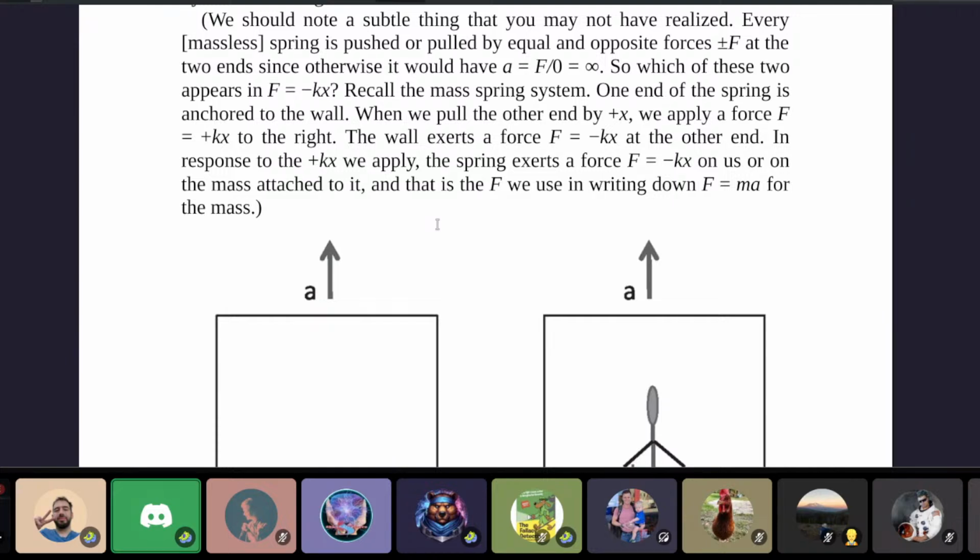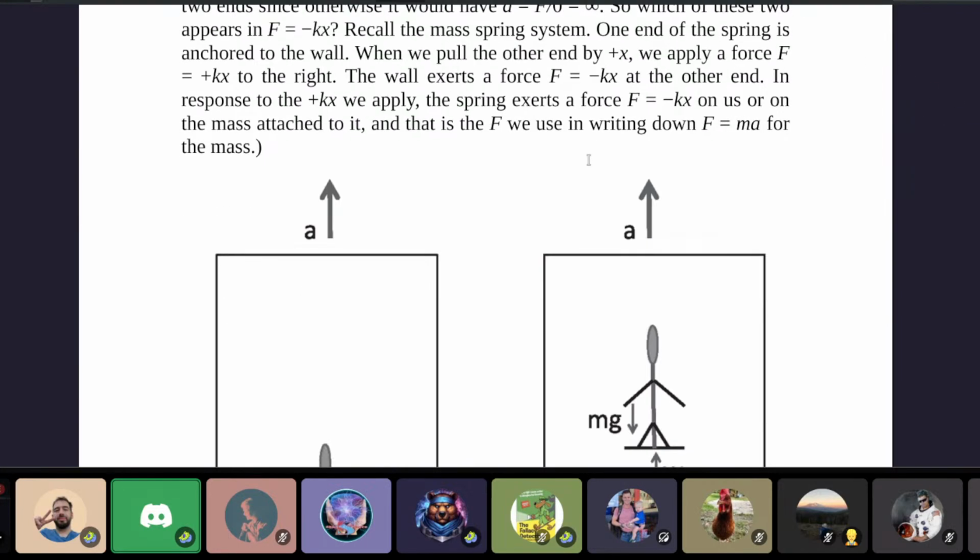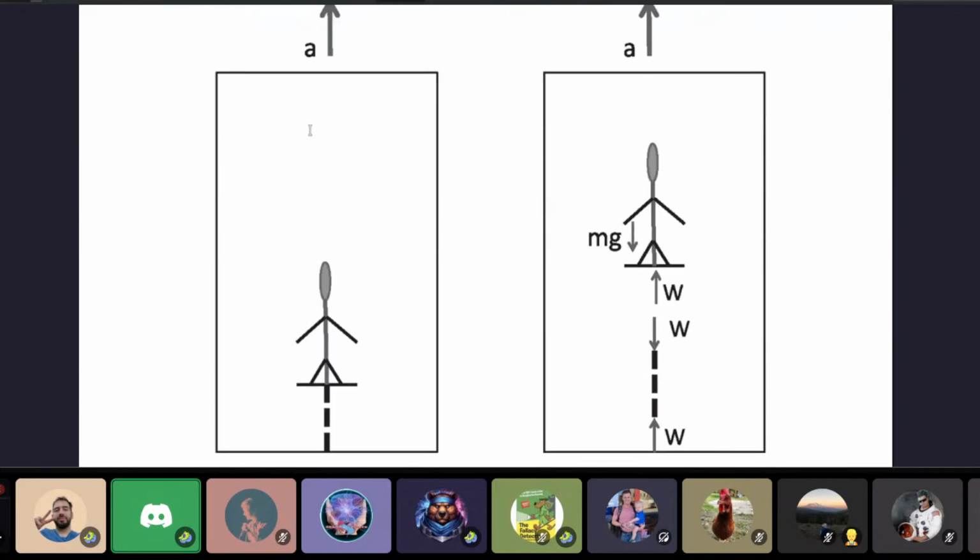But so which of these two appears in F equals negative Kx? Recall the mass spring system. One end of the spring is anchored to the wall. When we pull the other end by X, we apply a force F equals plus Kx to the right. The wall exerts a force F equals negative kx at the other end. In response to the plus kx we apply, the spring exerts a force F equals negative kx on us, or on the mass attached to it. And that is the F we are using in writing down F equals ma for the mass.